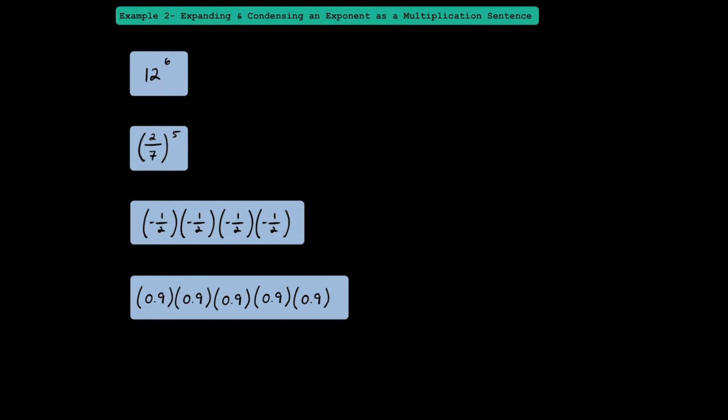In example 2, we're going to practice expanding and condensing some exponents and multiplication sentences. Let's expand this first exponent, or power. This would be the multiplication sentence for this power. Let's try the second one here.